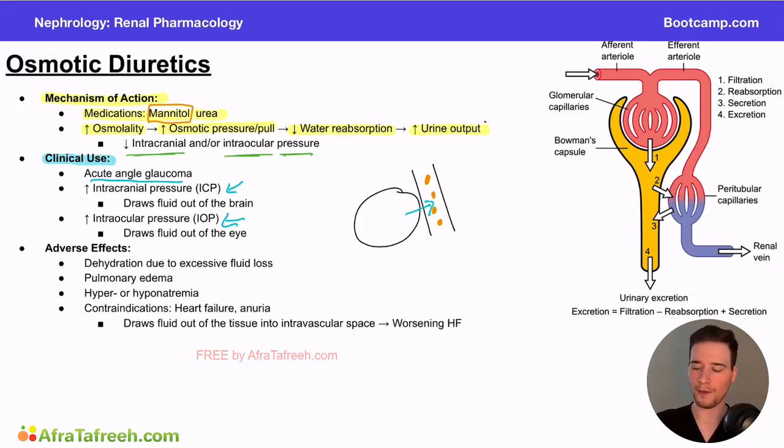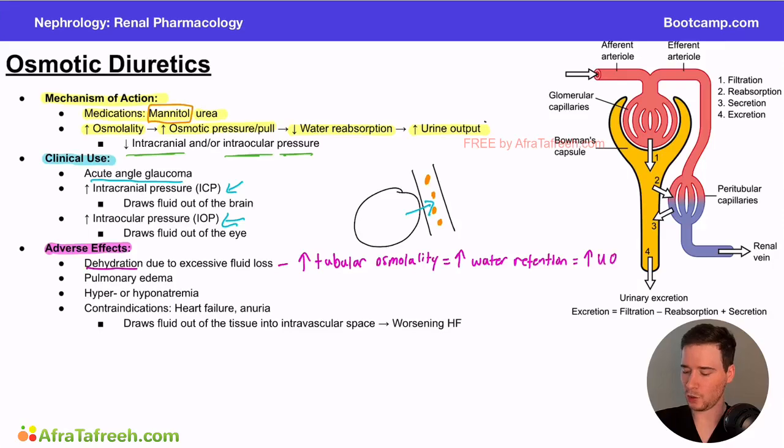Now, when we think about adverse effects here, we're going to think about things like dehydration. The reason, as we mentioned earlier, is that osmotic diuretics can actually increase tubular osmolality as well, which can increase the water retention in the tubules and ultimately increase our urine output. Now, this could be a good thing depending on the patient's needs and condition, but too much of it could actually be a bad thing, leading to a dehydrated status overall. We can also consider things like pulmonary edema. This is an adverse effect as well.